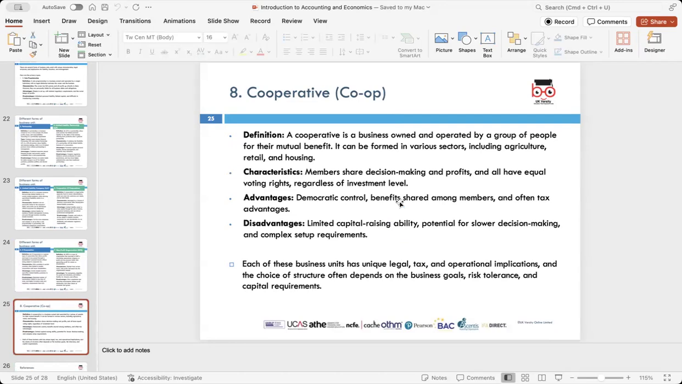Cooperative. A cooperative is unique because it's owned and operated by its members for mutual benefit. Co-ops are commonly found in industries such as agriculture, retail, and housing. Members share decision-making responsibilities and profits, with each member having equal voting rights regardless of their level of investment. Cooperatives promote democratic control and shared benefits, but they often struggle with limited access to capital and slower decision making due to their collective structure.